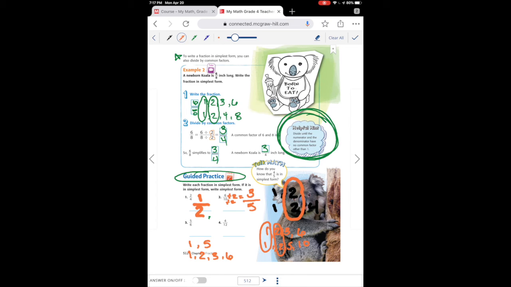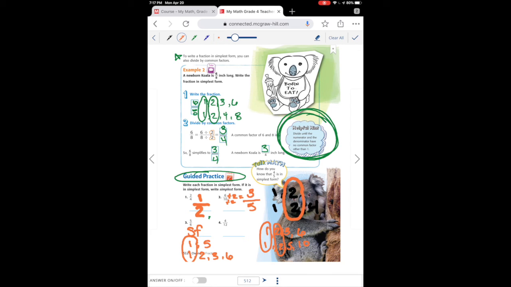Well, the only factor that they have in common is 1. And when the only common factor is 1, we know that the number is already in its simplest form. So there's nothing else we can do to number 3. It's already in its simplest form, so we could just write simplest form. The only common factor it has is 1, so that's it. It's in its simplest form.